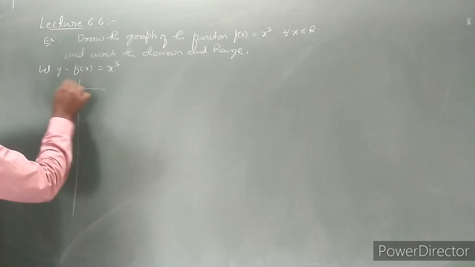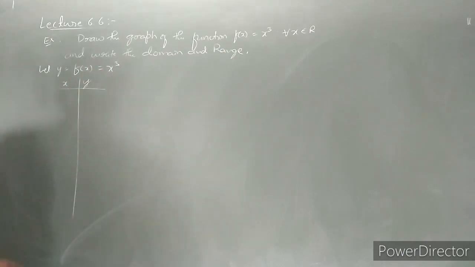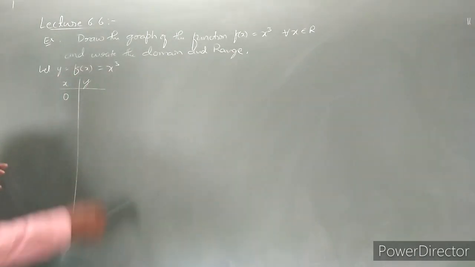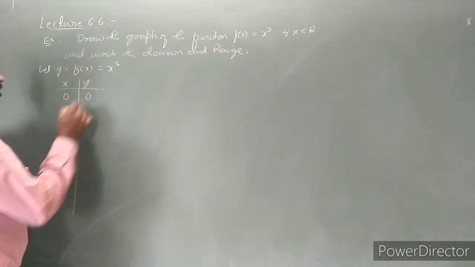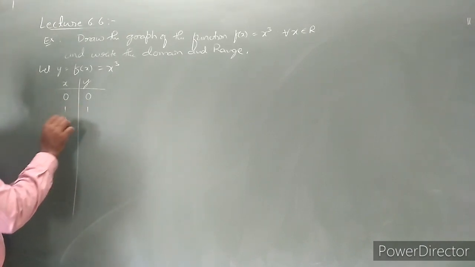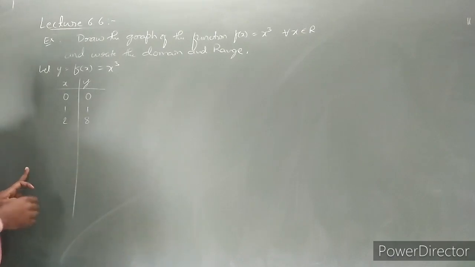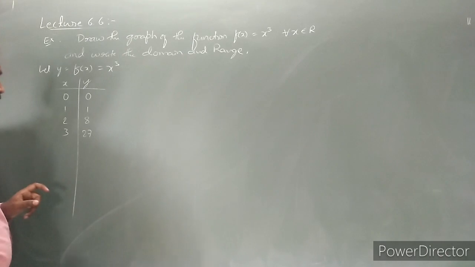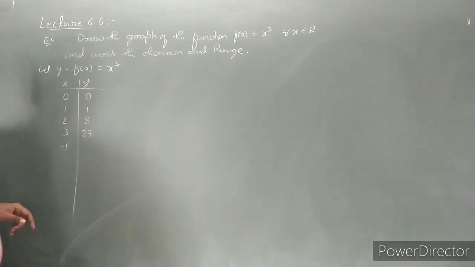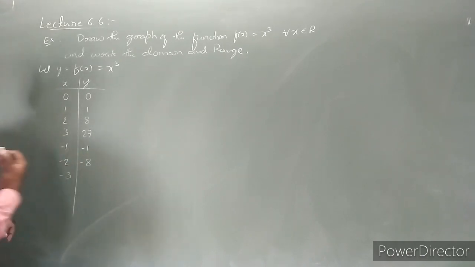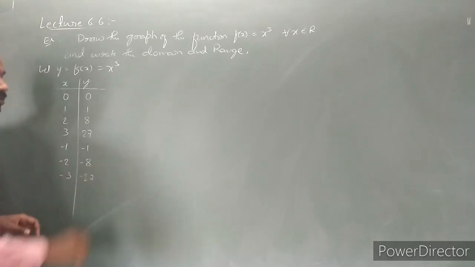Now get the x and y values. If x is 0, what is the y value or f of x value? Wherever x is there, replace it with 0. It is 0. If x is 1, 1 cube is 1. If x is 2, 2 cube is 8. If x is 3, 3 cube is 27. Like that it continues. Similarly, negative values. If x is minus 1, minus 1 cube is minus 1. If x is minus 2, minus 2 cube is minus 8. If x is minus 3, the cube is minus 27.